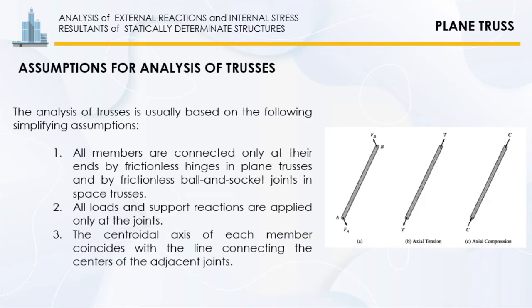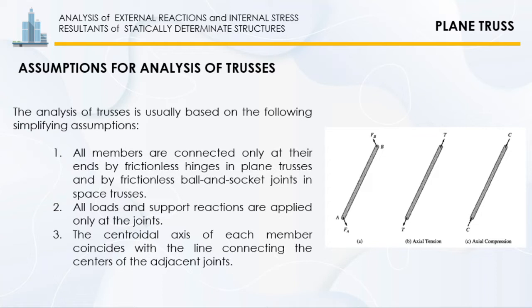Now let's move on with the assumptions in the analysis of trusses, particularly in plain truss. The analysis of trusses is usually based on the following simplifying assumptions. First, all members are connected only at their ends by frictionless hinges in plain trusses and by frictionless ball and socket joints in space trusses. Second, all loads and support reactions are applied only at the joints. And lastly, the centroidal axis of each member coincides with the line connecting the centers of the adjacent joints.